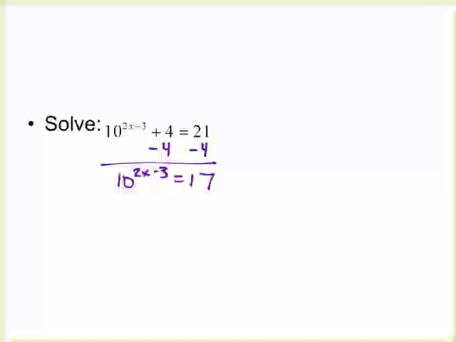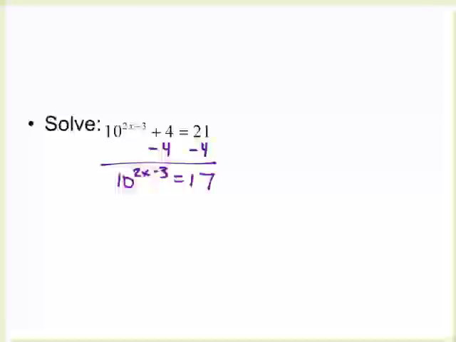It does not matter whether you take the common log or the natural log. They will both always work. But sometimes one may be easier. And that is the case here. What's the base of the common log?